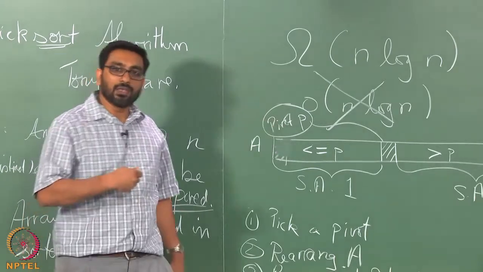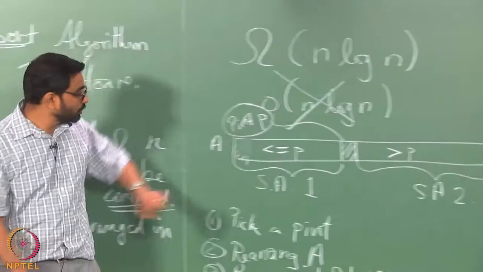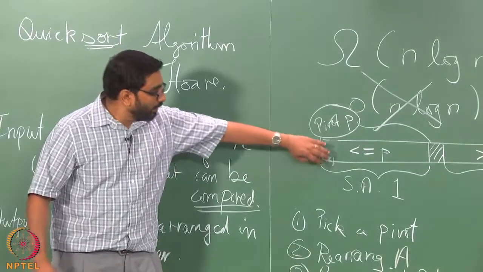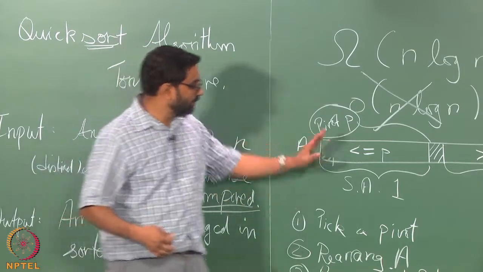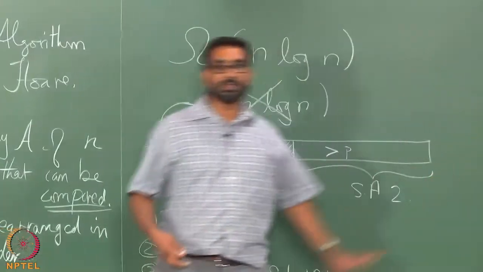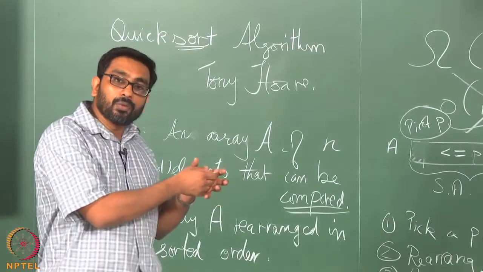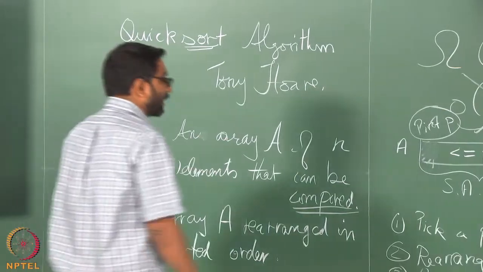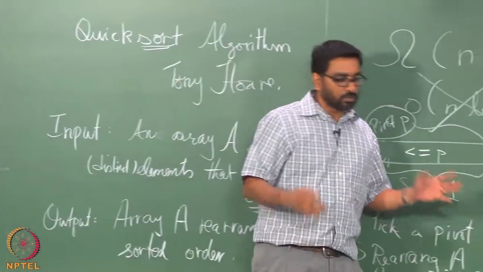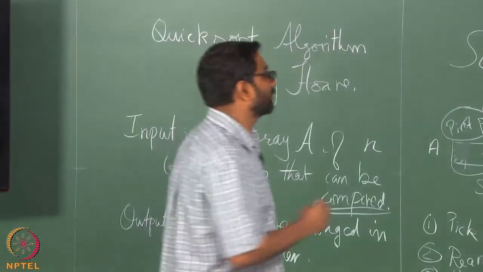If the array is already sorted, what is going to happen every time you choose the pivot? There's going to be no element to the left of this pivot. All the elements are going to be to the right, which means that one side of the problem will be of size 0, the other side of the problem will be of size n minus 1. So yes, the problem size reduces, but the problem size does not reduce significantly.